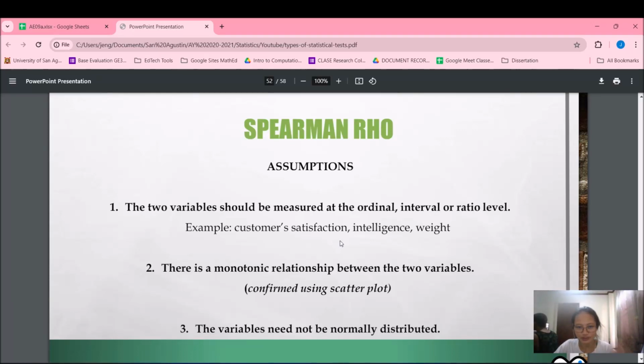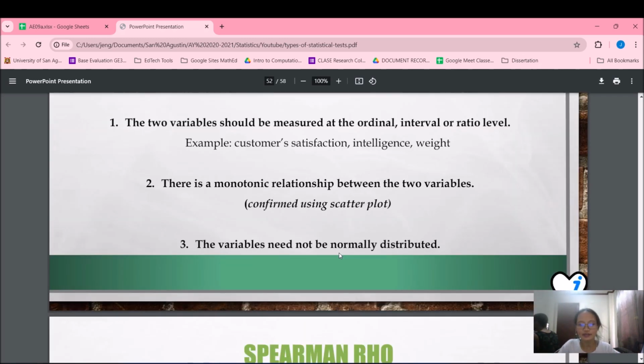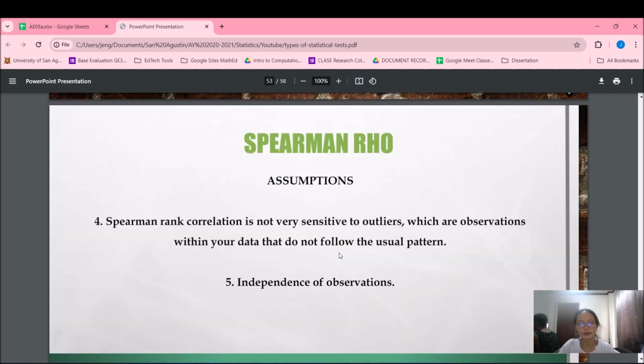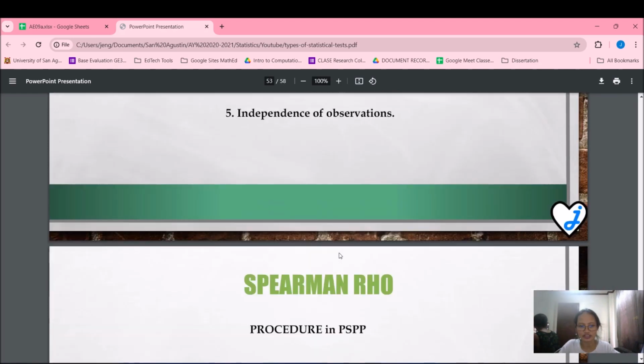statistical test, which is equivalent to your Pearson correlation. We have your Spearman's rho, which also tests for relationship between variables. So the two variables should be measured at the ordinal, interval, or ratio level. There is a monotonic relationship between the two variables, and the variables need not be normally distributed. Okay, so Spearman rank correlation is not very sensitive to outliers, but there should be independence of observations.